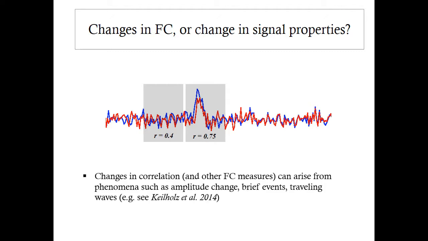Similarly, there are other things that can happen in our signals, such as changes in the autocorrelation, or spatiotemporal traveling waves that have been pointed out. These might all manifest as changes in correlations or other measures of functional connectivity, but may be better described in terms of other things.